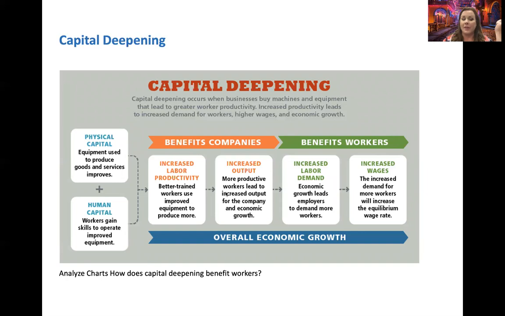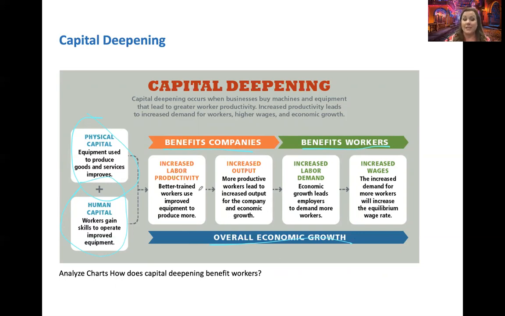Here's an example of capital deepening. You have the two different kinds of capital. You got physical and human. So I can buy you something, or I can send you to school. Capital deepening is a win-win-win, because it's a win for the companies, it's a win for the workers, and it's a win for economic growth. Well, I said 3 wins.